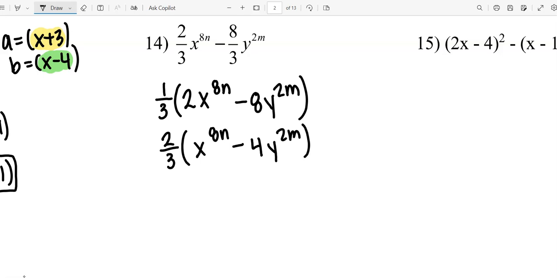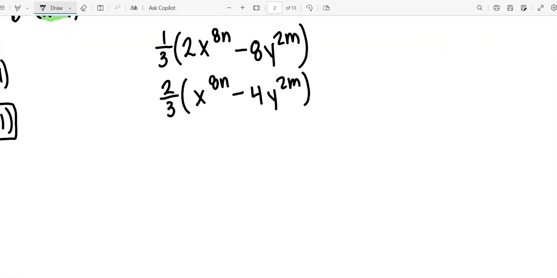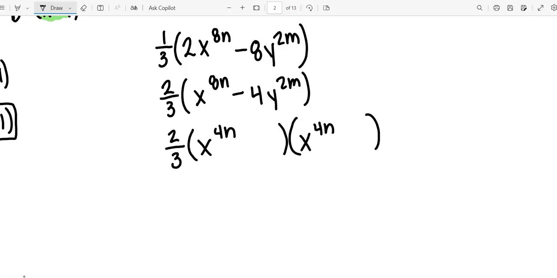Now what did we make? What's on the inside of the parentheses? 2 terms? Yeah. Difference? Yeah. Perfect squares? Yeah. So we can factor it as a difference of squares. So we got 2/3 times, what multiplies by itself to give you x to the 8n? X to the 4n, because when you multiply these, you're going to be adding the exponents. What multiplies by itself to give you 4? 2. And what multiplies by itself to give you y to the 2m?